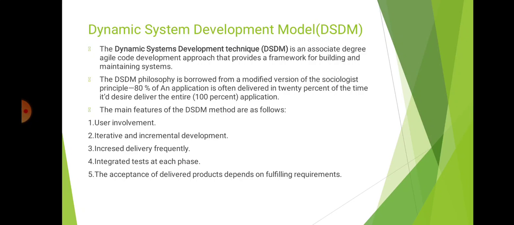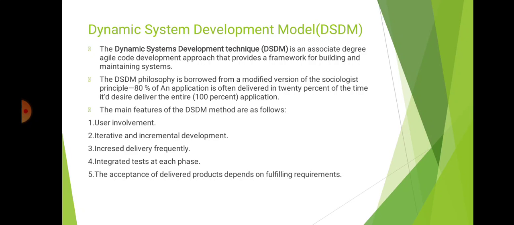The DSDM specifically calls out fitness for business purpose as the primary criteria for delivery and acceptance of the system, focusing on usefulness of 80% of the system that can be deployed in 20% of the time.